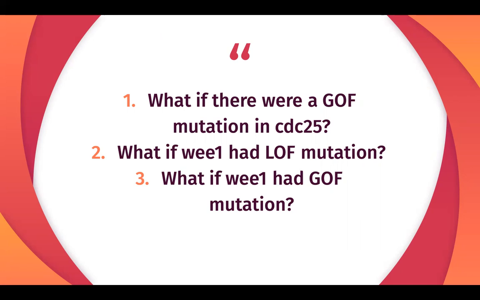What if WEE1, on the other hand, had a loss of function mutation? Exactly. Again, it would probably be too small because it would only have the activating phosphate and go straight into M phase. It didn't have enough time to grow. On the other hand, if WEE1 had a gain of function, it would probably be too big because it's stuck in G2 for longer than it has to be.